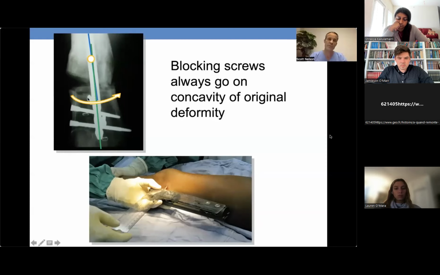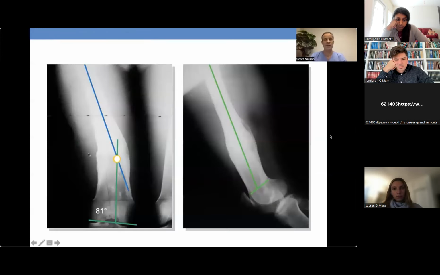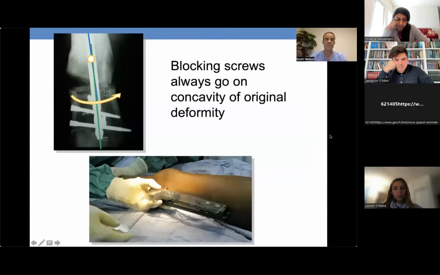And in this case, we put a blocking screw right here. That helps to maintain this fragment in its new position of rotation. And that blocking screw should always go on the concavity of the original deformity. So I'm going to go back to the last X-ray. This is the concavity, it's lateral. And as we change the position of that bone, we put a blocking screw here to hold the bone out this way to the lateral side.